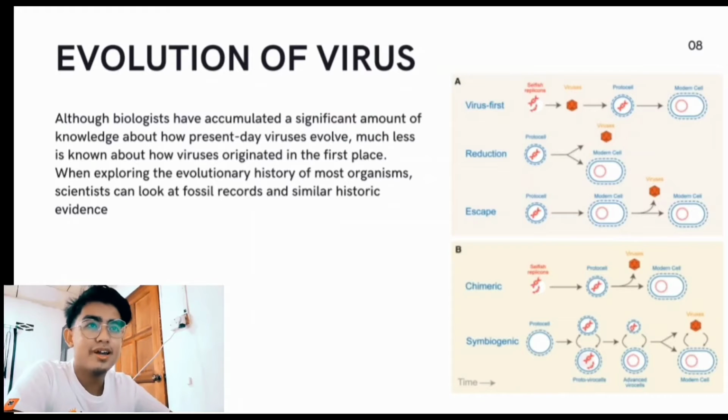Next, we want to know about the evolution of virus. Although biologists have accumulated a significant amount of knowledge about how present-day viruses evolved, much less is known about how viruses originated in the first place. When exploring the evolutionary history of most organisms, scientists can look at fossil records and similar historical evidence. However, viruses do not fossilize, so researchers can only hypothesize about virus evolutionary history by investigating how today's viruses evolved and by using biochemical and genetic information to create speculative virus histories.